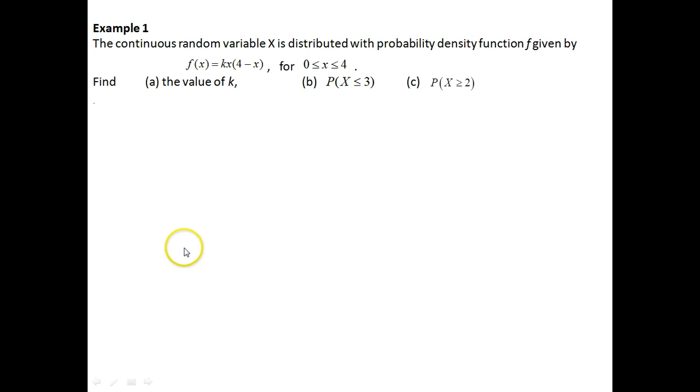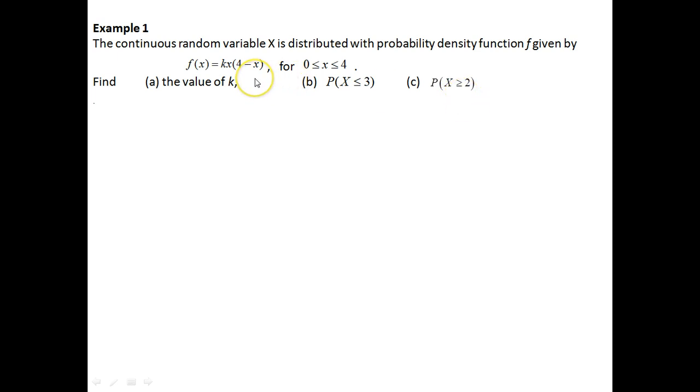An example. The continuous random variable x is distributed with probability density function, that's the boundary function, f of x equals kx(4 minus x) for x between 0 and 4. Find the value of k, find the probability of x less than or equal to 3, and the probability of x greater than or equal to 2.